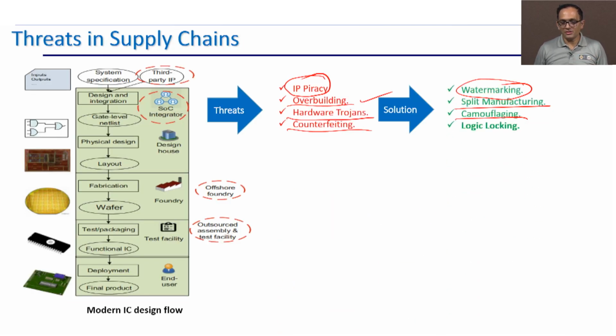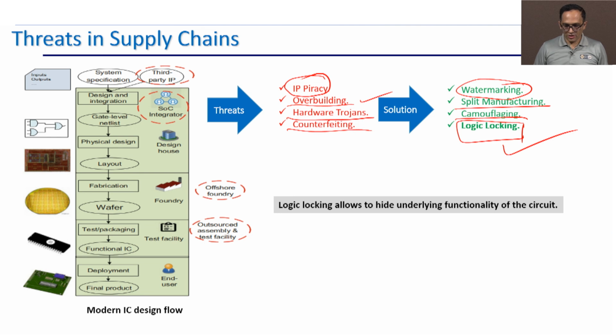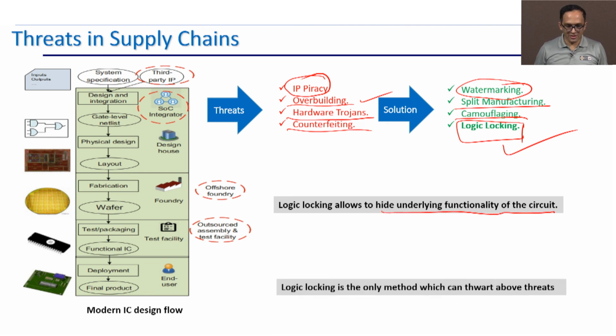If you do this, that protection is there, but the most widely used solution is logic locking. Okay. So, logic locking is basically you lock your design and give it to somebody. So, even if they have that design, they cannot use it. So, this is the most widely used solution. Okay. So, it basically hides the underlying functionality of the design. Okay. So, let us understand what this is.